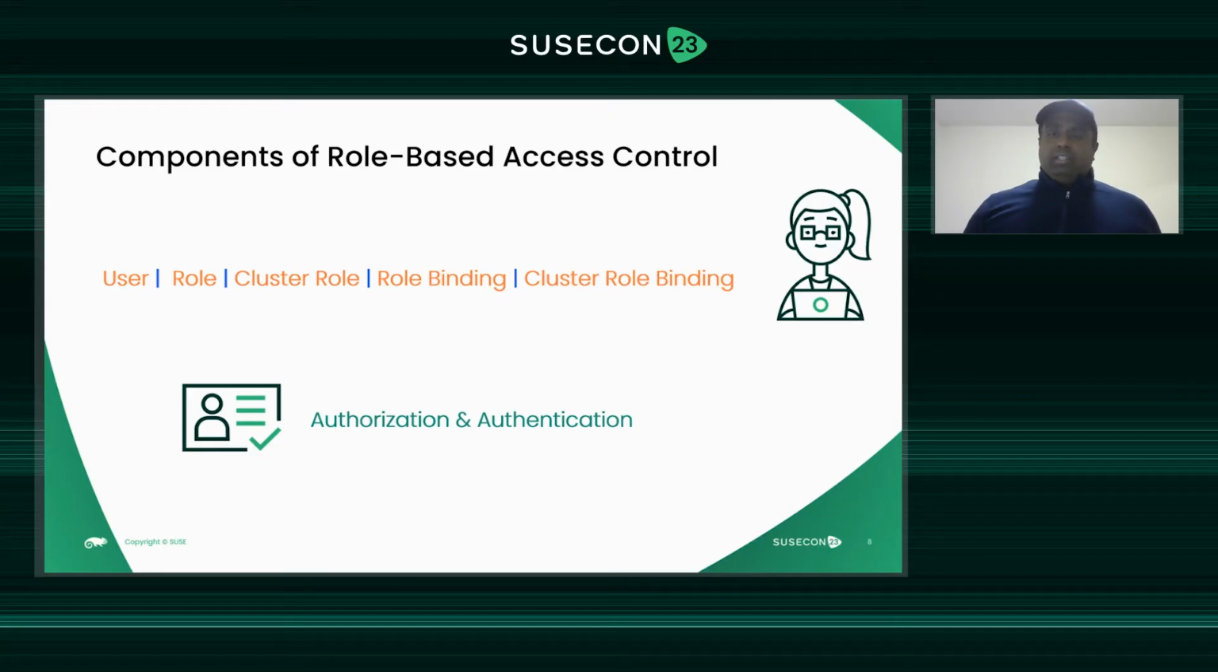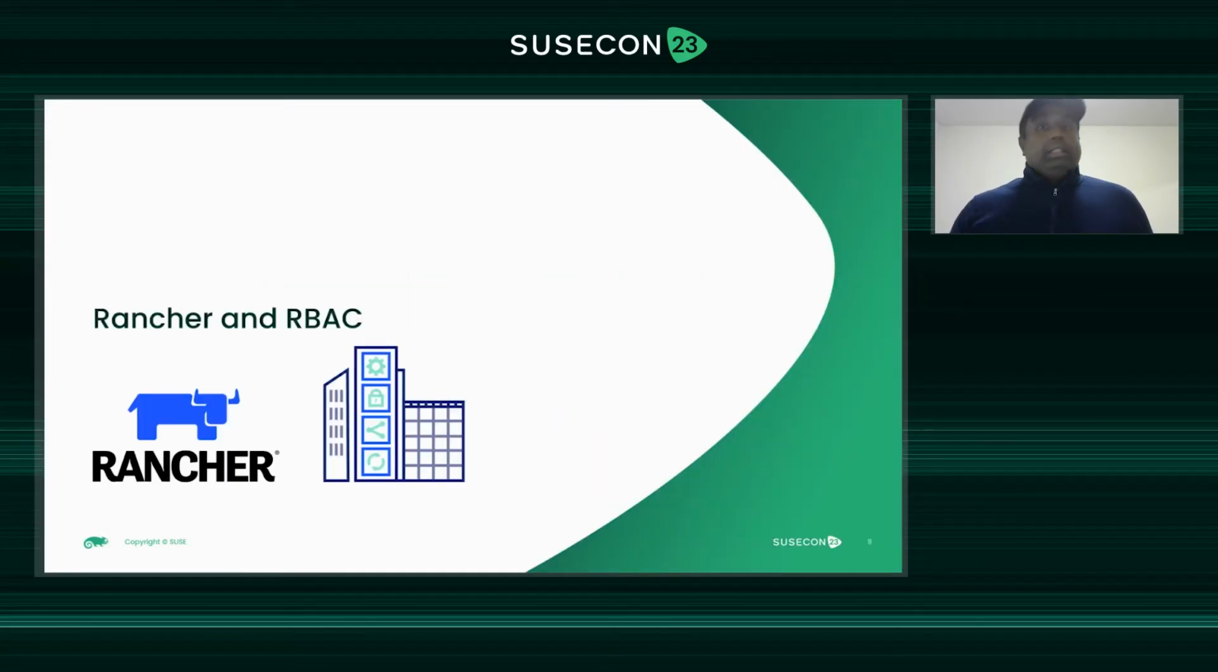Right. So that gives an idea what all these words mean, right? A role, a cluster role, role binding, cluster role binding, and of course authentication and authorization. Two different functionalities, two different meanings. Now let's look at how Rancher and RBAC work together.